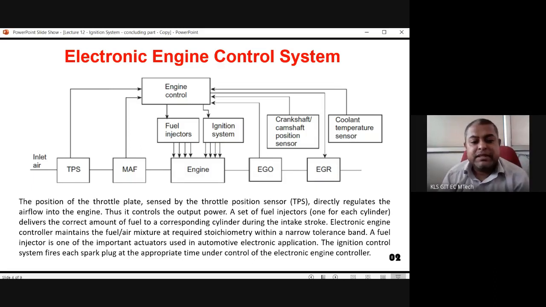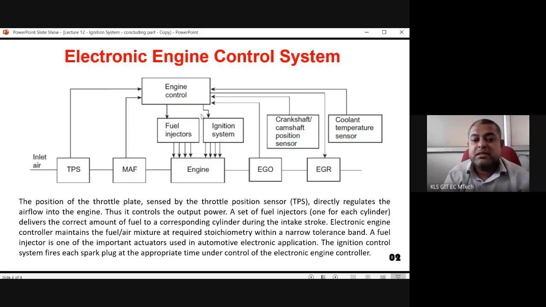So the fuel injector is one of the important actuators used in automotive electronic applications. The ignition controller system fires each spark plug at the appropriate time under control of the electronic engine controller. So there are two main actuators: one between the fuel injector and the engine, and another between the ignition and the engine. These are the two actuators.